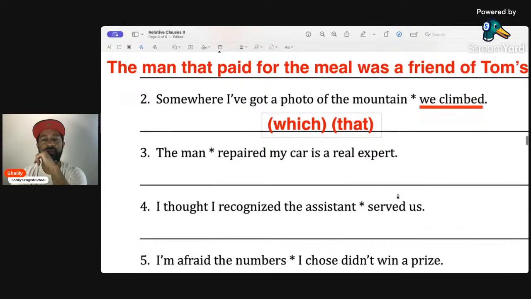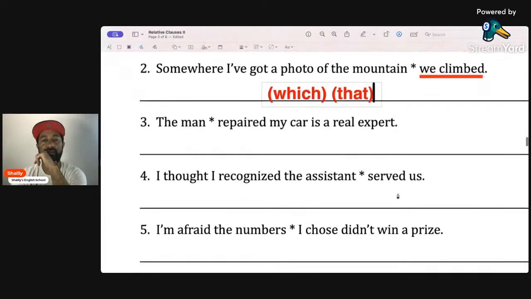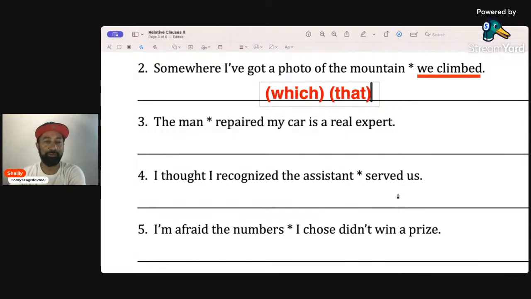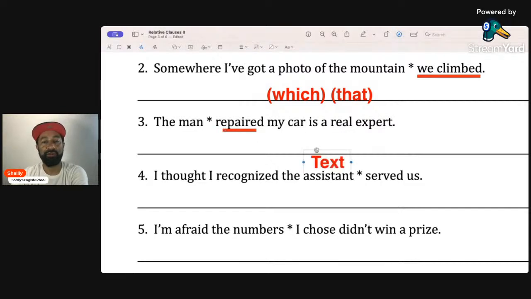Okay, number 3. I'll leave number 2 on the screen. Let's look at number 3. It says "the man," and then we have to choose whether we add one or we don't, "repaired my car is a real expert." All right. If you notice, we've got a verb here. That means that we need to put a relative pronoun here. So what I would do here is it's very necessary to add a relative pronoun.